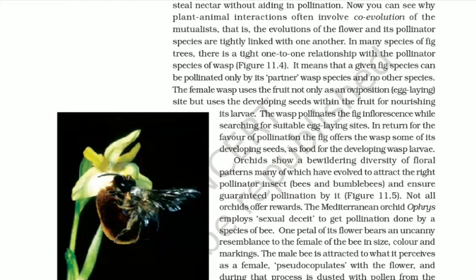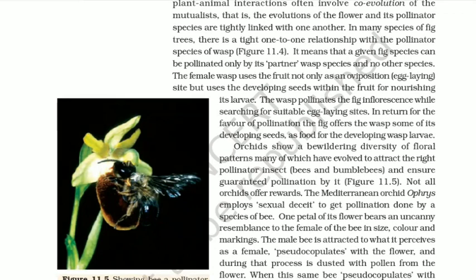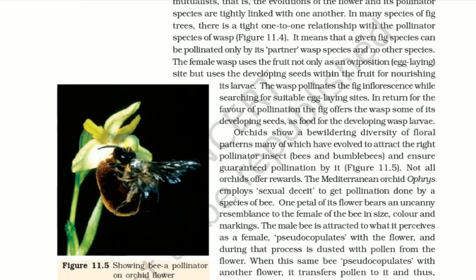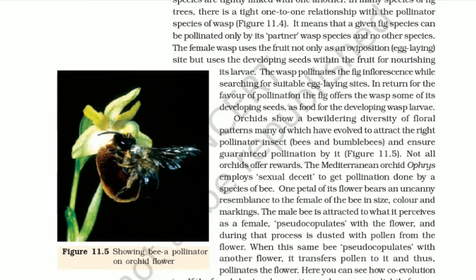Now we can see why plant-animal interactions often involve co-evolution of the mutualists. That is, the evolution of the flower and its pollinator species are tightly linked with one another. In many species of fig trees, there is a tight one-to-one relationship with the pollinator species of wasp. It means that a given fig species can be pollinated only by its partner wasp species and no other species.